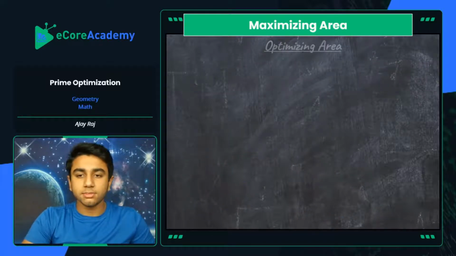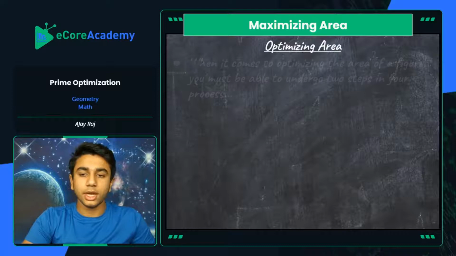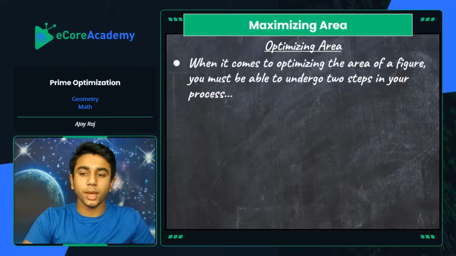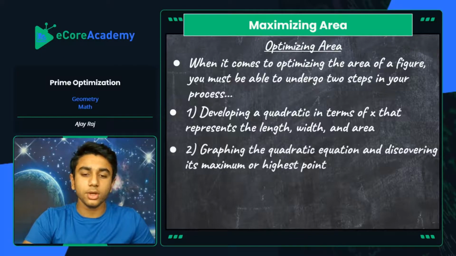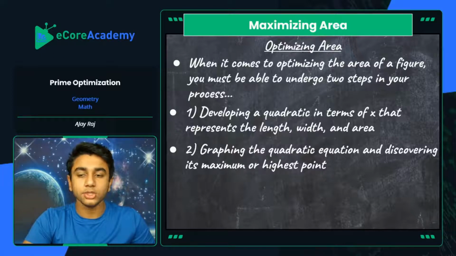So let's start off with maximizing area. We're going to look at how we optimize our areas. So when it comes to optimizing the area of a figure, you must be able to undergo two steps in your process. Number one, you're going to develop a quadratic in terms of x that represents your length, width, and area. Number two, you're going to be graphing the quadratic equation and discovering its maximum or highest point, which will actually represent your maximum dimensions to find the maximum area of your given rectangle when you're given your perimeter.